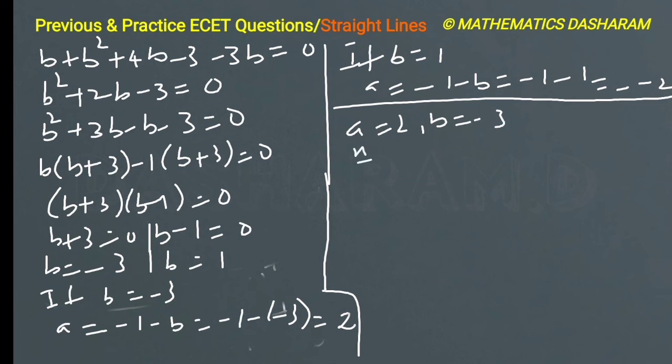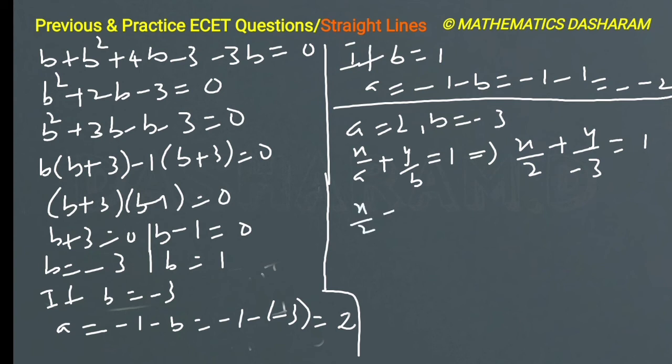So then the required answer is x by a plus y by b equals 1. In this, substitute the a value and b value. So x by 2 plus y by minus 3 equals 1. So x by 2 minus y by 3 equals 1. So finally 3x minus 2y, 2 3s are 6, minus 6 equals 0. But this answer is not available in the options. In the options, x by 2 plus y by 3 equals 1 is there.